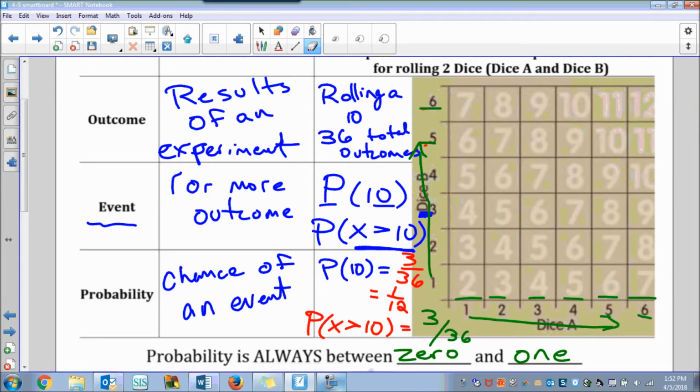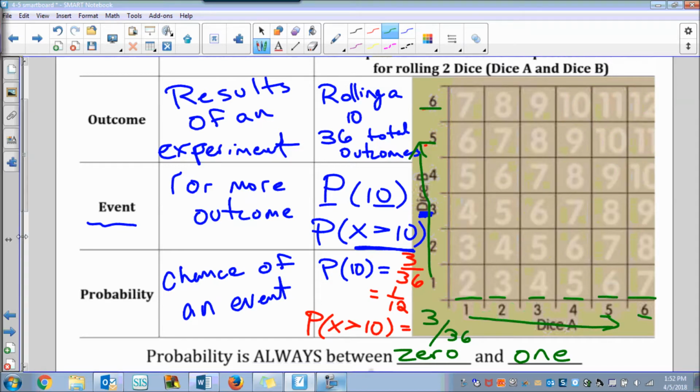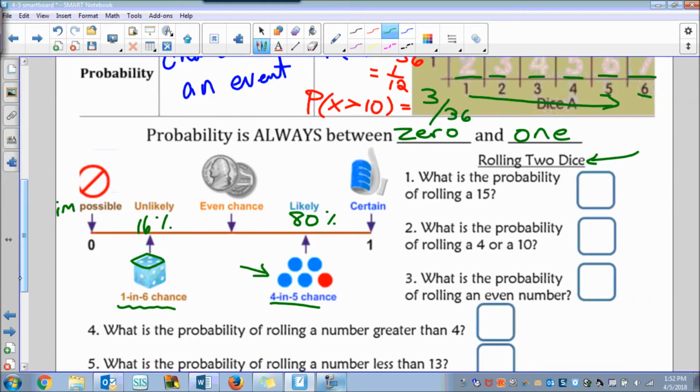So that first one is asking, what's the probability of rolling a 15? You can't roll a 15 with two dice that are numbered 1 through 6. The highest we can roll is a 12. So the chance that we roll a 15 is 0 out of 36, or a 0% chance.